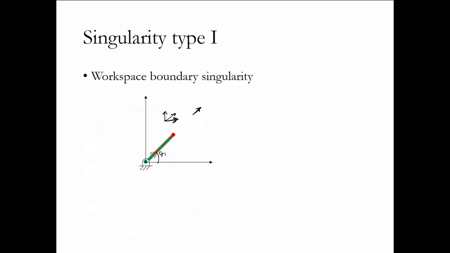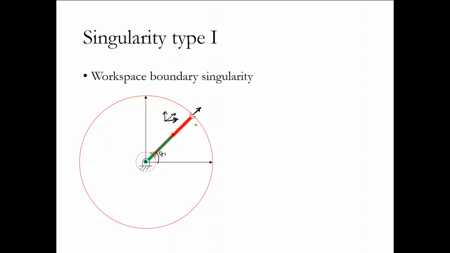So let's say this link has come here now. This also makes it singular, because the robot cannot move in this direction. It cannot achieve any velocity in this direction. So this also becomes a workspace boundary, because theta 1 can change, but it cannot go beyond this point. It cannot achieve any velocity beyond this point. This is also a singular region. We call this workspace boundary singularity.